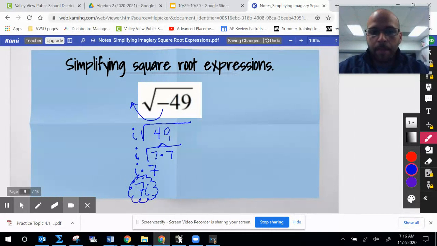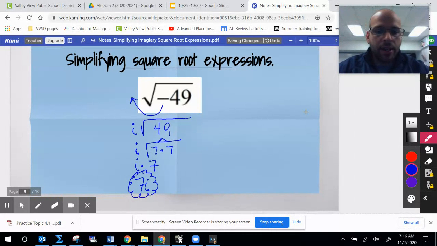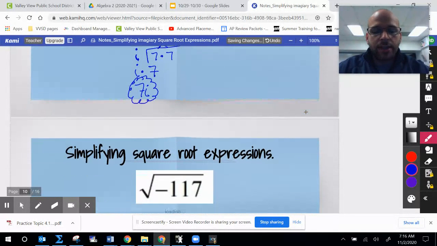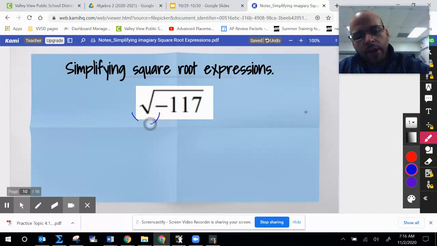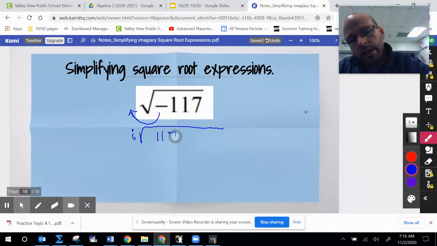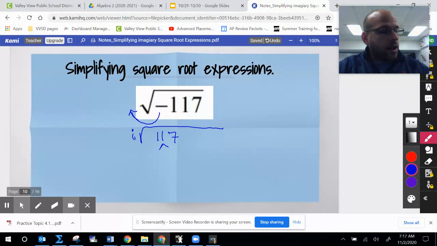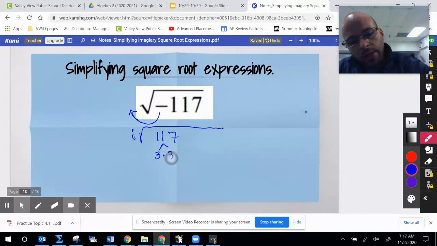I have a ton of examples. So again, practice makes perfect. So here's a number that's a little bigger. I have a negative out front. So I'm going to have an i square root of 117. I'm going to break down that 117. Now I have my calculator here. 117, I'm going to try to divide it by 3. Yep. So I get 3 and 39.